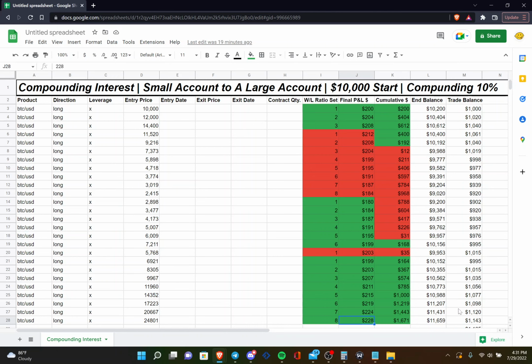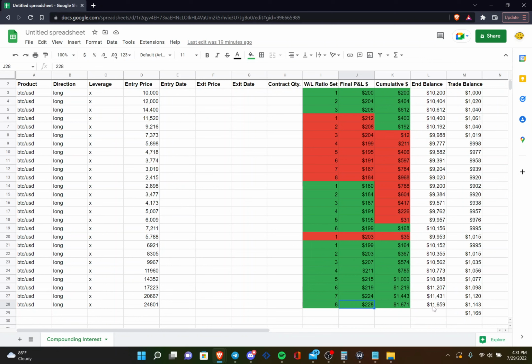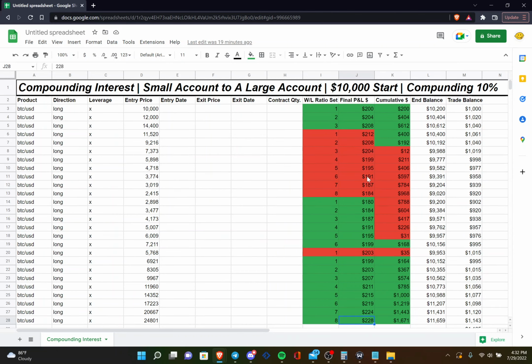All right, and then you end up with a total of $11,659, and the next trade you would be exposing $1,165. So this is after 26 trades. After 26 trades, you would have been almost up 20% of your account, but more like 16-17% for the total account from $10,000. All right, so hopefully this is very clear.